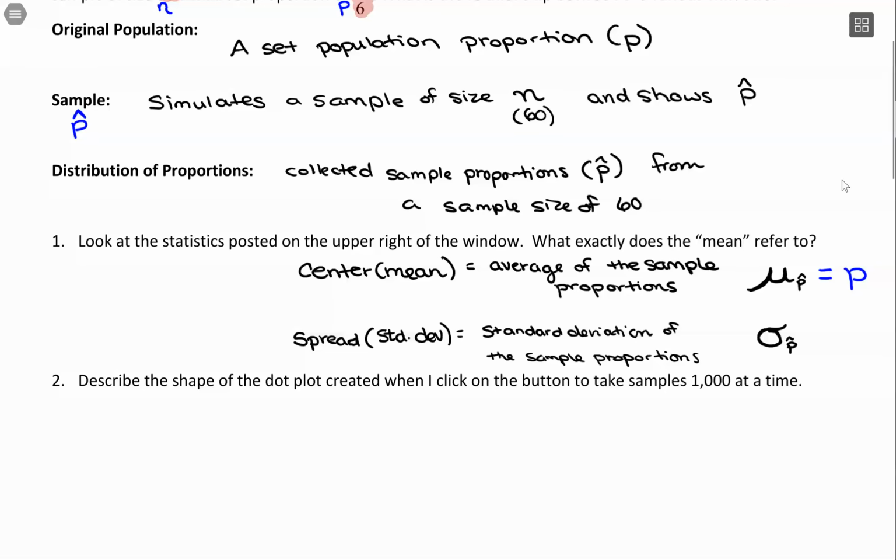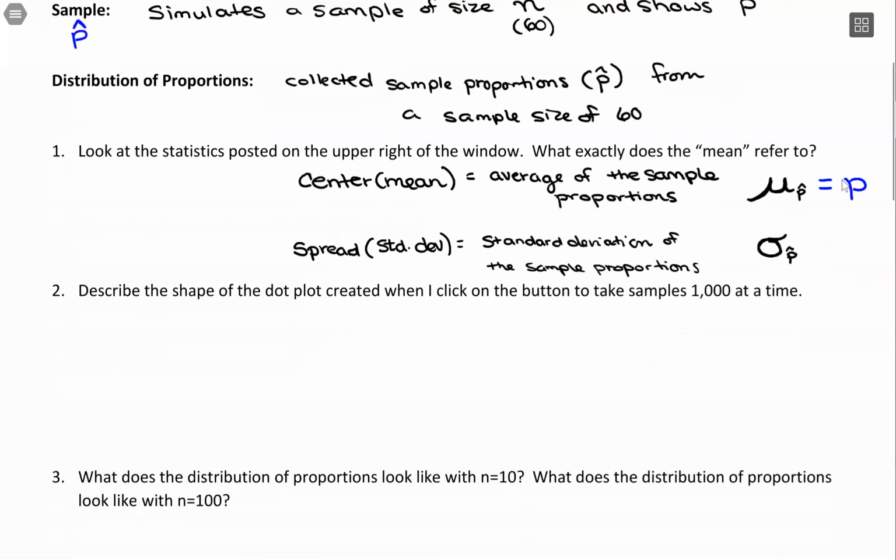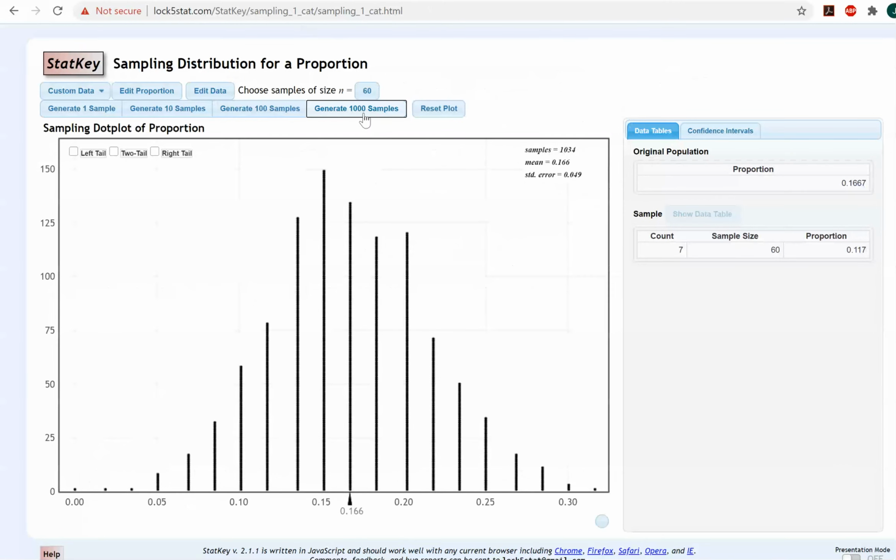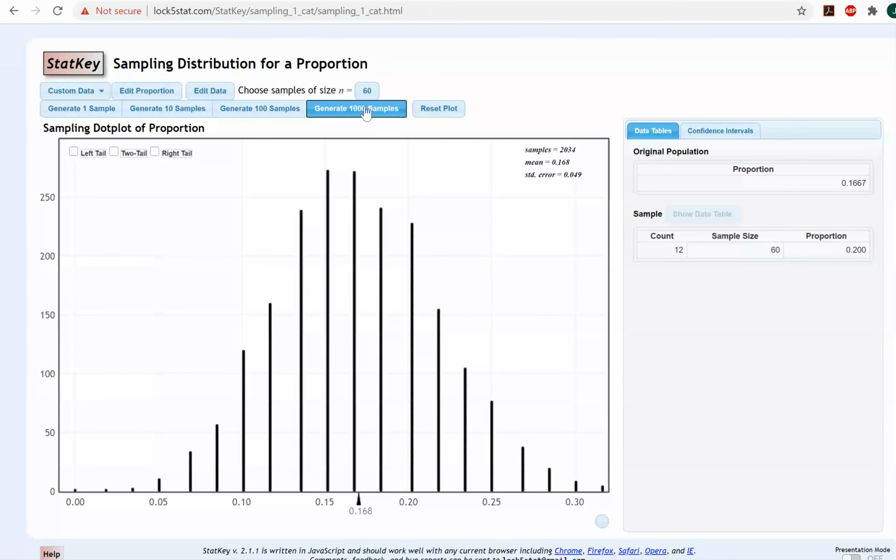So describe the shape of the dot plot. Well, that came out to be a normal distribution, at least roughly. The more samples I'd run, the more it would smooth out. I could just keep hitting this 1000 button, and it would become more and more bell-shaped. Now I'm at like 5,000 samples, and it is very normally distributed.